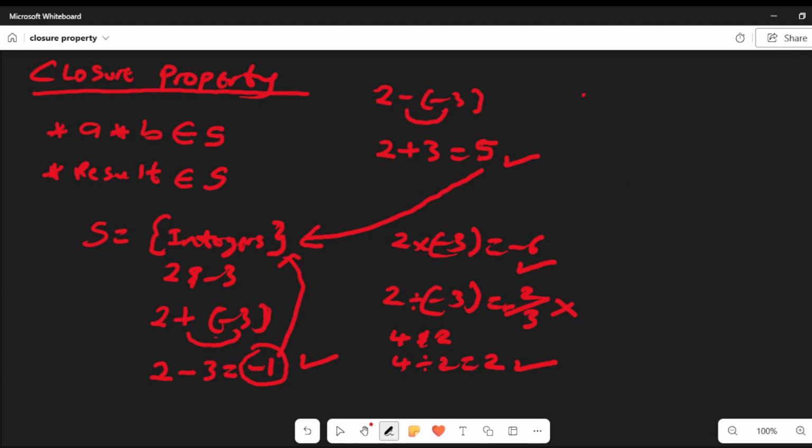Now, suppose we are given a set of positive integers, which is represented by Z plus. So this set Z plus consists of positive integers.